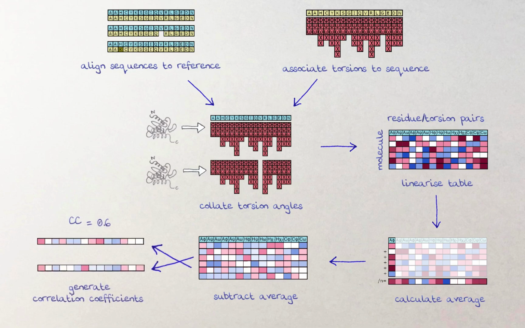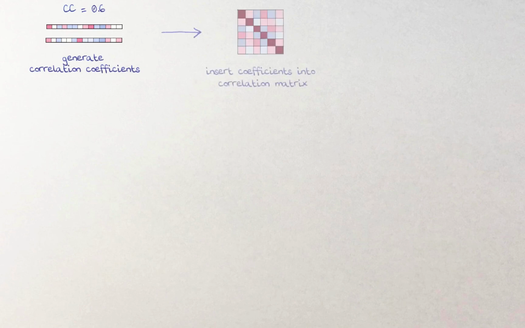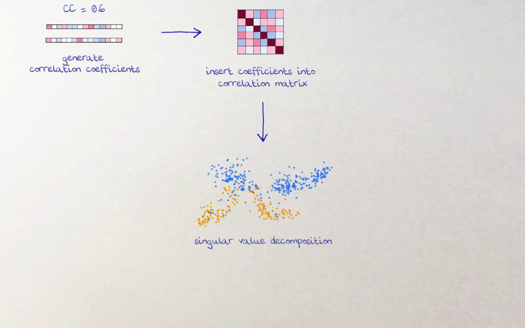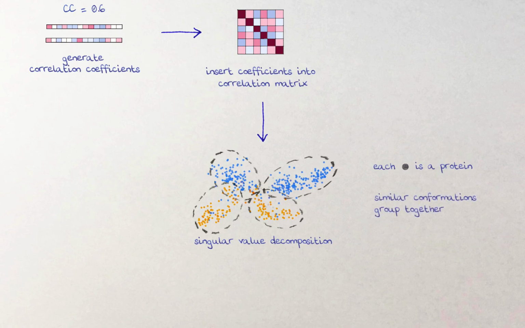For each one of those molecules, we can calculate a correlation coefficient by comparing the torsion angles, and then we can insert each of those correlation coefficients into a correlation matrix showing the correlation between each pair of molecules. We can then run singular value decomposition on that correlation matrix, and this gives us a plot where every dot corresponds to a protein chain, and similar conformations tend to group together. So this is what we're going to have a look at for haemoglobin.